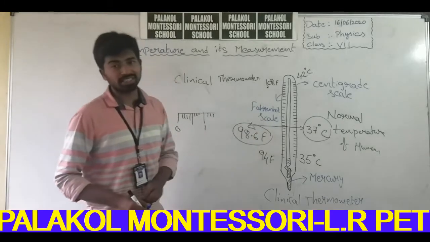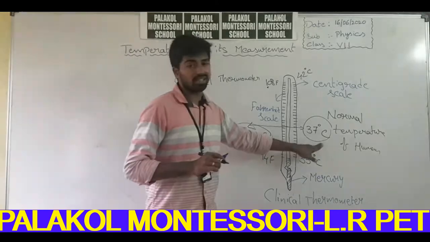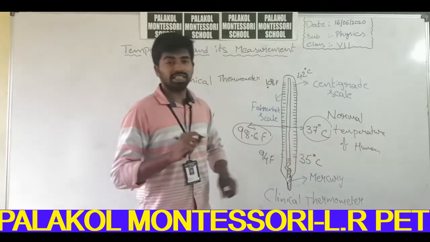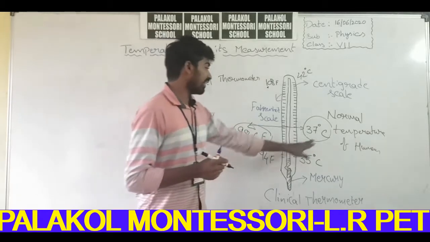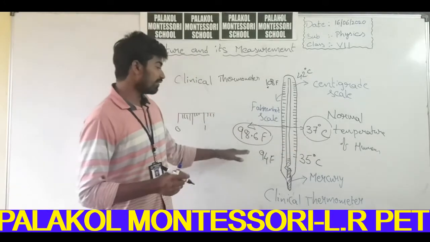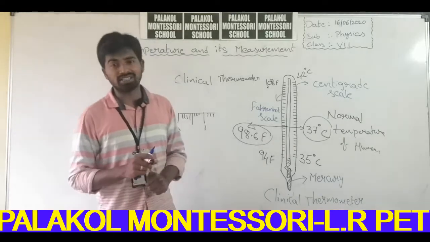What is the normal temperature of human body in degree centigrade? Then this is the only answer, because I have asked the temperature of the normal human body in the degree centigrade scale, which is equal to 37 degrees centigrade. In the Fahrenheit scale, the normal temperature of the human body is 98.6 Fahrenheit.